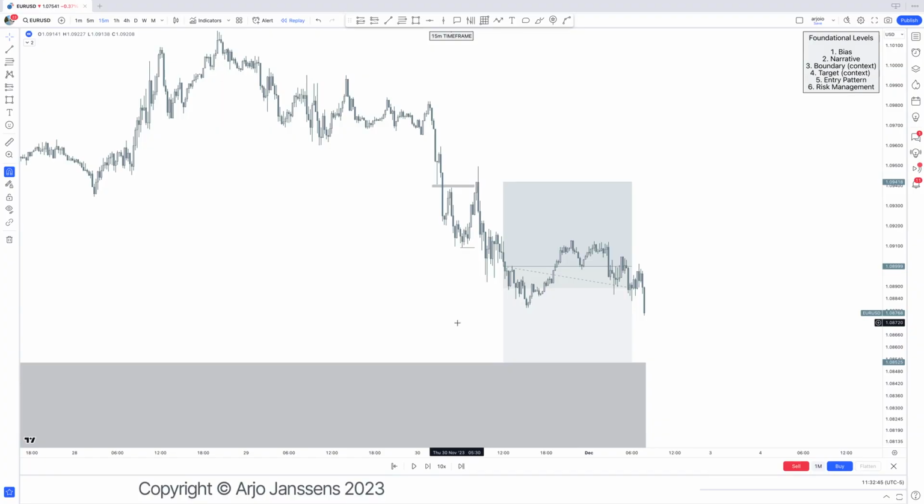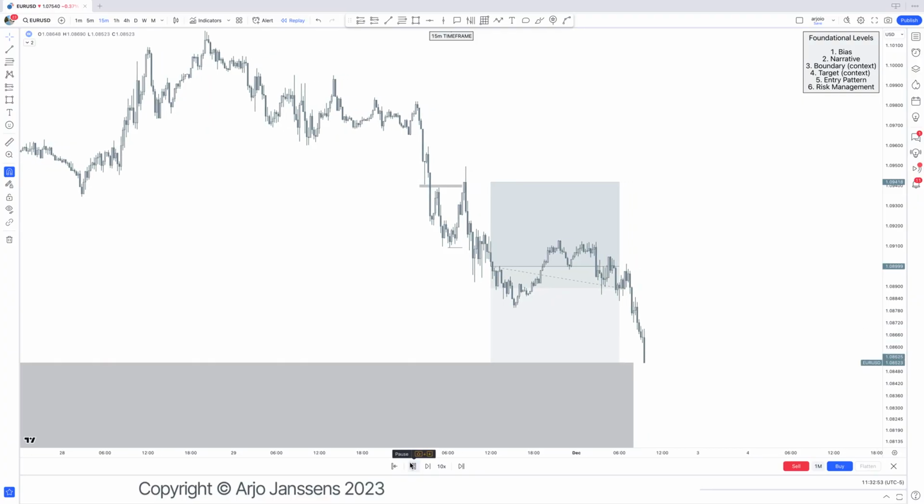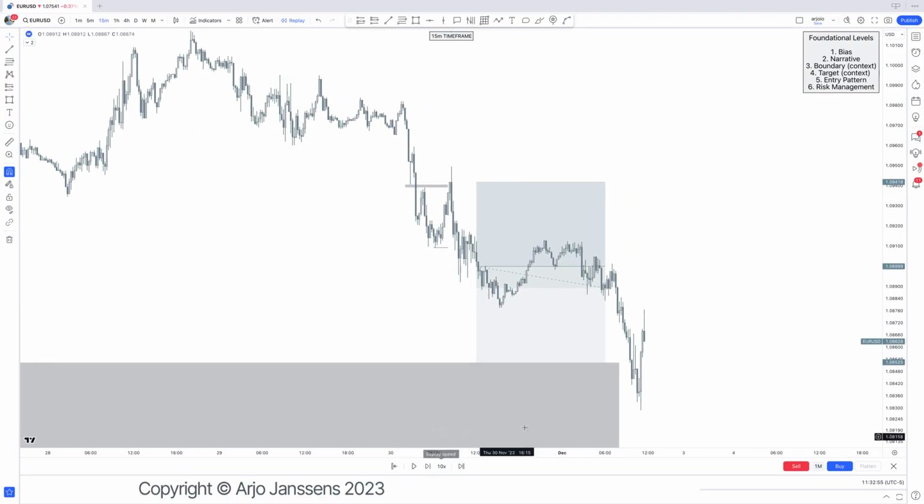So here, this is not really a position I would take, but you can still take it as long as you understand that once we reach the third level, the overall draw on liquidity, we need to be break even right there.